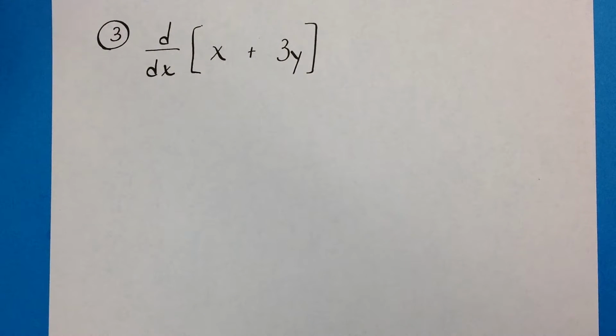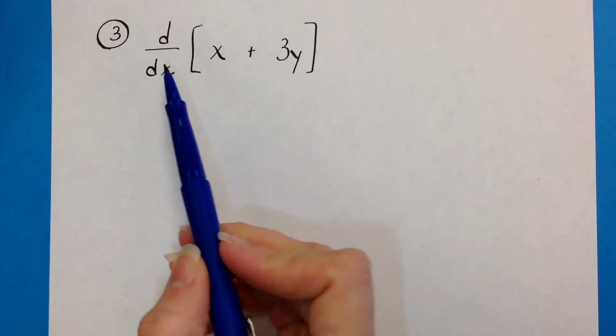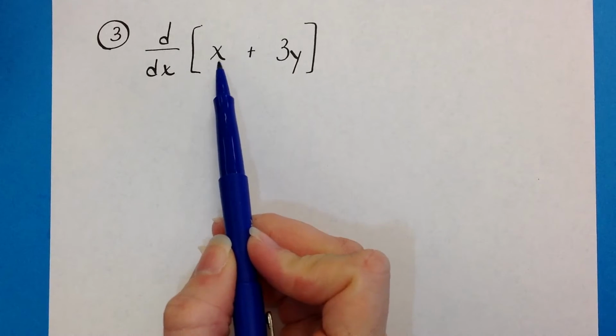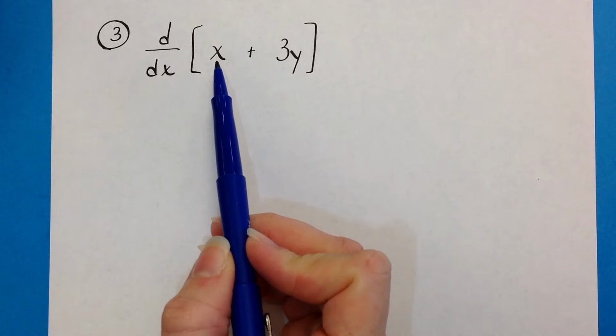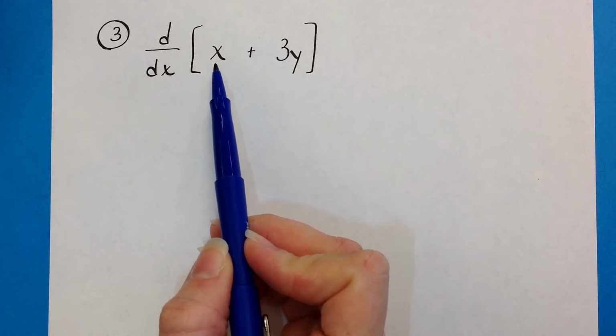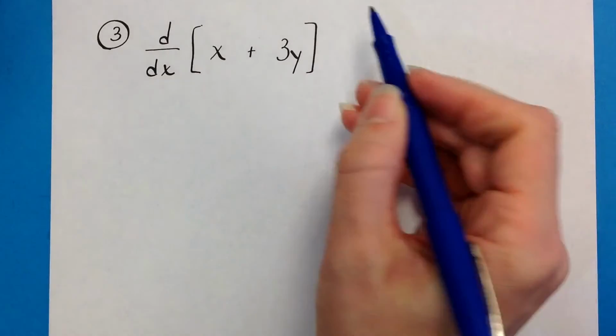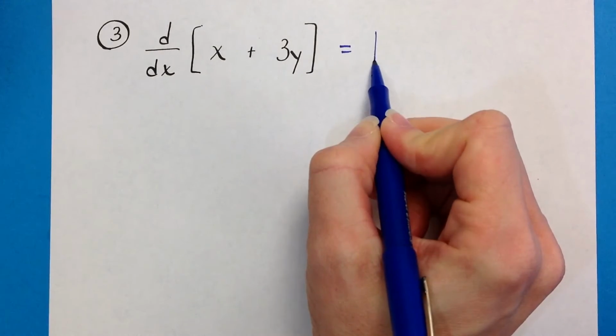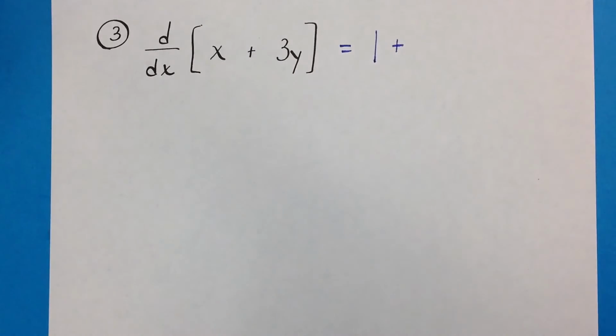Okay, again, we're asked to take the derivative with respect to x. Now, you have a sum, so if you remember, when you have a sum, you're allowed to take the derivative of those terms individually. So, first of all, you're going to take the derivative of x. Well, that's a term that involves only x, therefore you'll do that as usual, so the derivative of x would just be 1. Okay, then bring over your plus sign.